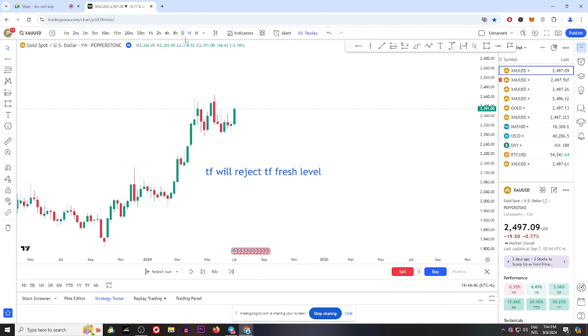Now, what time frame are we using currently? Weekly. So if you write it down for understanding purposes, weekly will reject weekly fresh level. Clear? Now the two things are done. One, we identified our time frame, which is weekly. Secondly, we need to identify which one is the fresh area now.